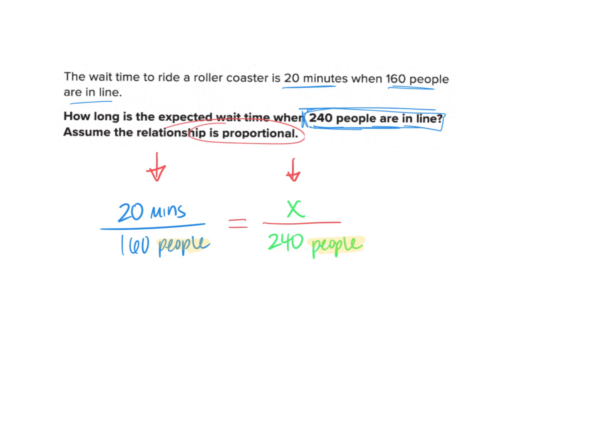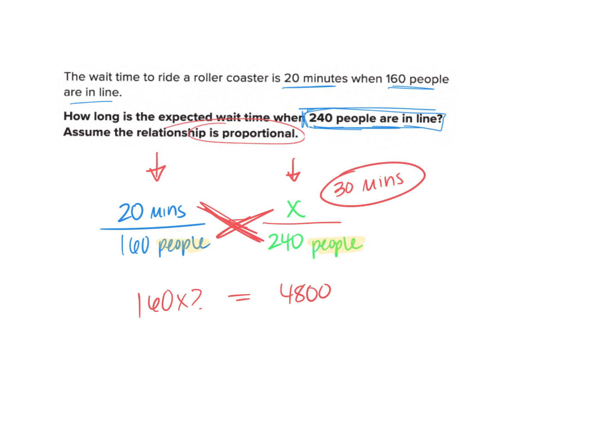Now, think about what we just learned on the slide before. I can take those two diagonals, 20 times 240. That gives me 4,800. So I need to figure out 160 times something also gives me 4,800. Well, you can just take 4,800 divided by 160, and I end up with 30. So that's going to take 30 minutes if there are 240 people in line at the amusement park.